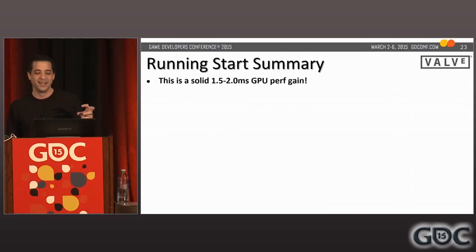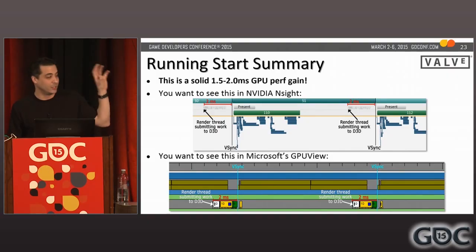Hopefully that made sense. This is a solid 1.5 to 2 millisecond GPU perf gain. It will buy you. For us, it literally bought us 15% perf across the board. Our engine was just 15% faster because you got rid of that bubble at the top of the frame. Super critical. If you're using NVIDIA Insight, you want it to look like this. You want to see you're submitting a couple milliseconds before VSync. Right after VSync, that GPU should be busy doing work.